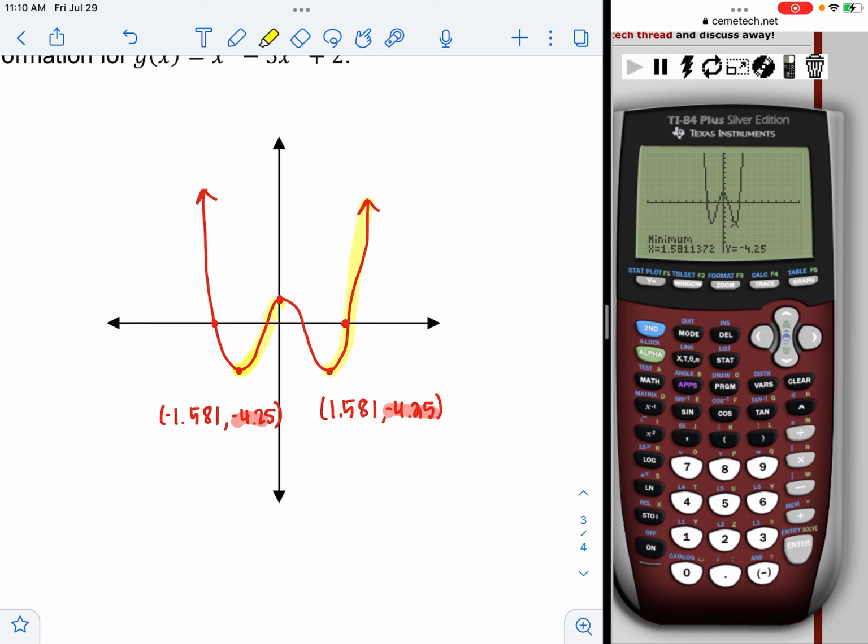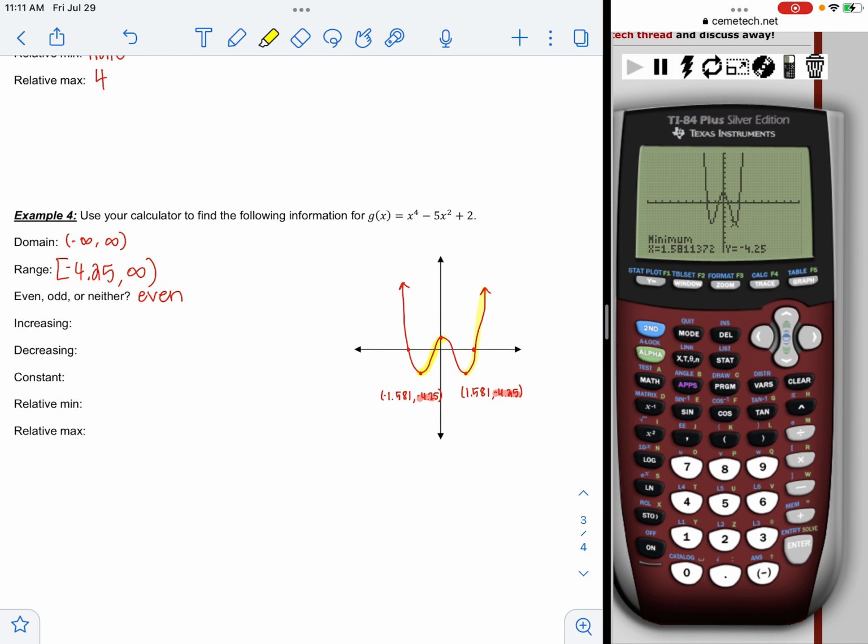So I know that this domain, this first piece that's getting more yellow as I trace it here, is negative 1.581. And then it looks like it stops at 0. So let's find that point just to make sure. So that is a maximum. So we're going to do second trace. Option number 4 is maximum. We want to get to the left of that maximum. There we go. Enter, get to the right of that maximum.